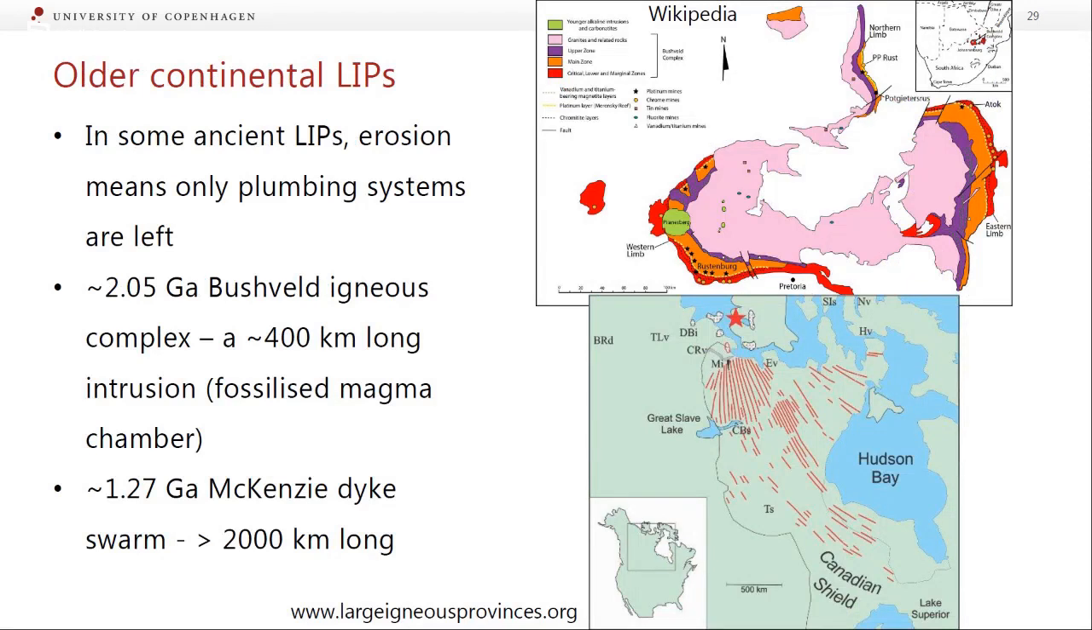If we go back in time and look at old continental large igneous provinces, sometimes we can only see the plumbing system. We can only see the magma chambers. We can only see the dikes. A couple of examples here.